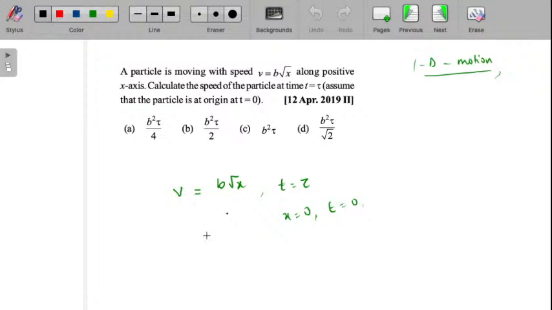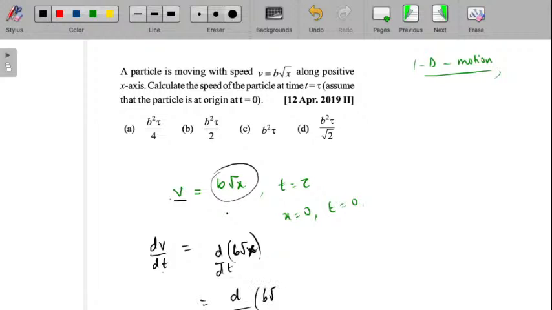You can see here, I just have to use the definition in order to find the value of the acceleration, which is dv by dt. And I know dv by dt is supposed to be d by dt of b root x. But I see that the function I'm talking of here is b root x, and it has no direct relation with t. But I understand that definitely it has an indirect relation with t. Therefore, I do the chain rule, which is d by dx of b root x multiplied by dx by dt. That would be my dv by dt.